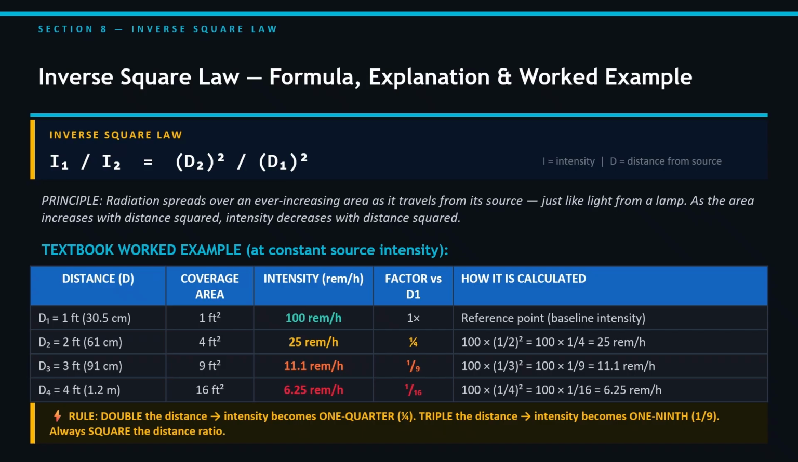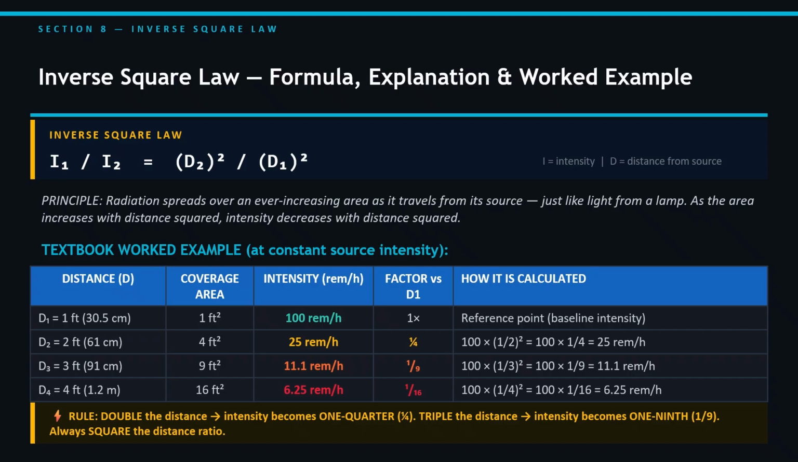The easiest relationship to remember is this. Double the distance and the intensity becomes 1/4. Triple the distance and the intensity becomes 1/9. Quadruple the distance and the intensity becomes 1/16. This is why distance is such a powerful radiation protection tool.